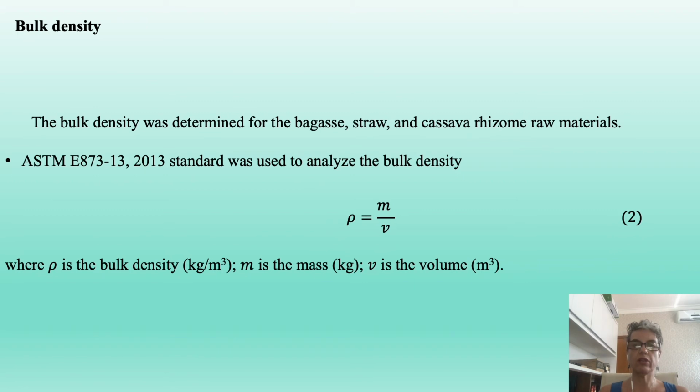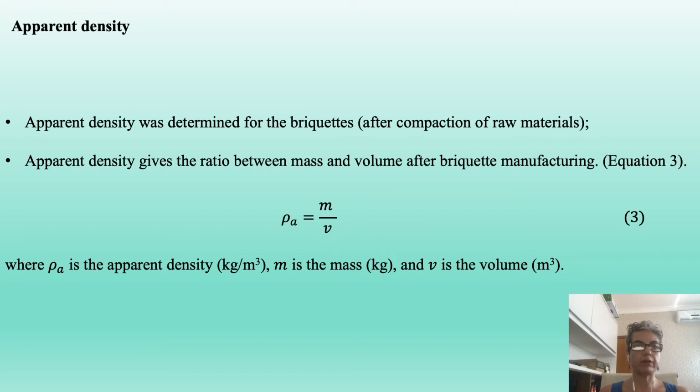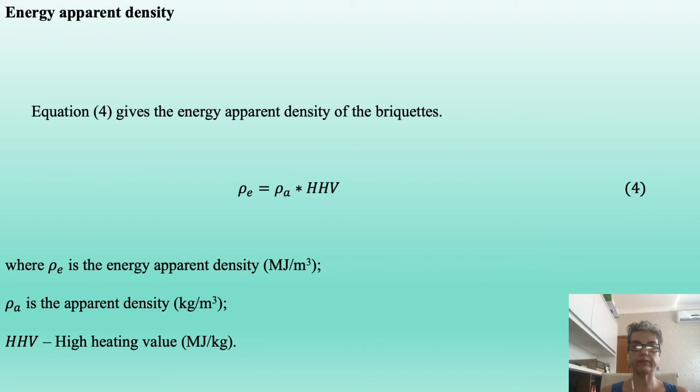Bulk density. To study the bulk density, we used ASTM E873-13, and the calculation is given in equation 2. Apparent density. Apparent density was calculated by equation 3. This gives the density of the briquette and depends on its mass and volume.